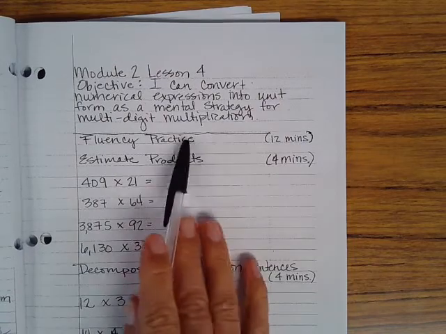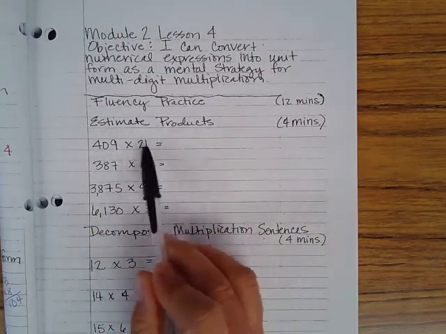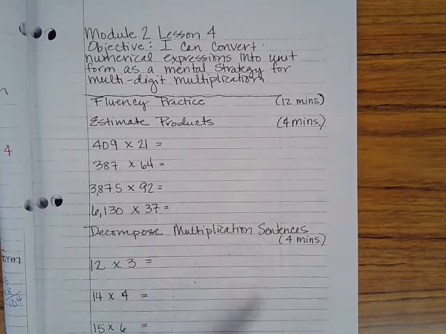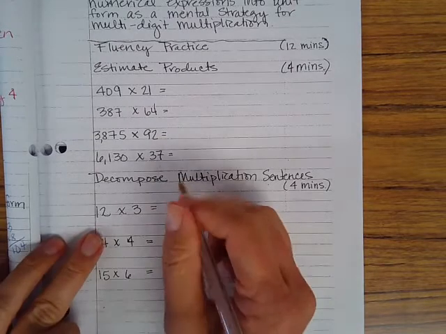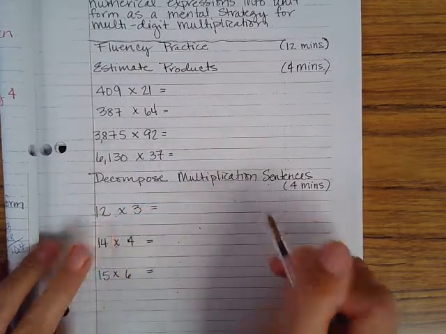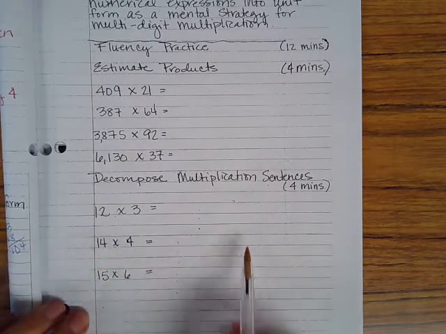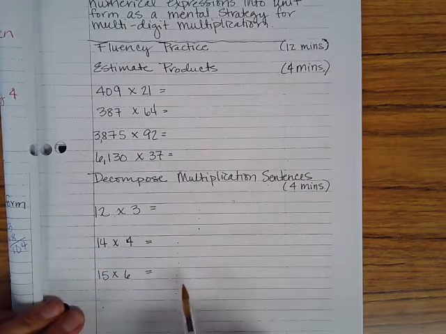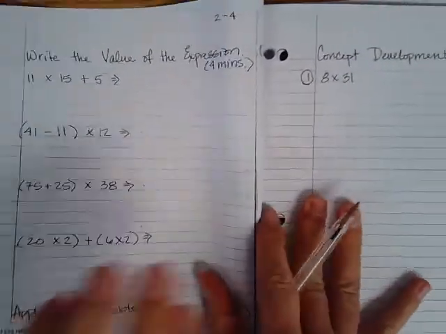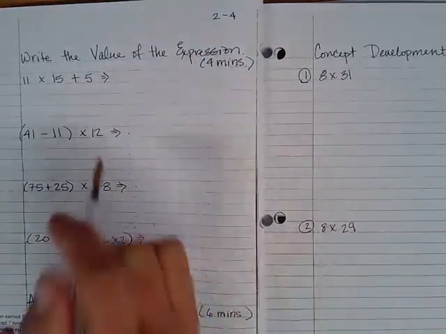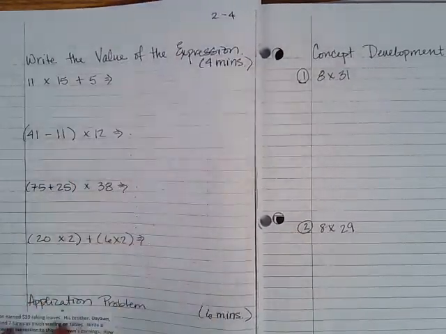All right. Our fluency practice, you're going to estimate the products just like we have done. So you're going to estimate and just write the answer, solve. Decompose your multiplication. So you're going to decompose 12 into two numbers, probably 10 and 2. Decompose 14, like 10 and 4. Decompose 15 into 10 and 5, and then multiply and solve. Then for write the value of the expression, that means write the value. That means solve the problem.